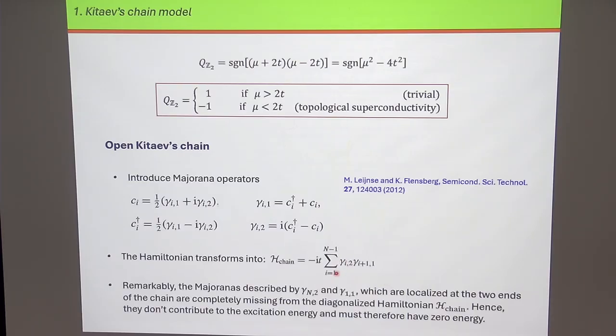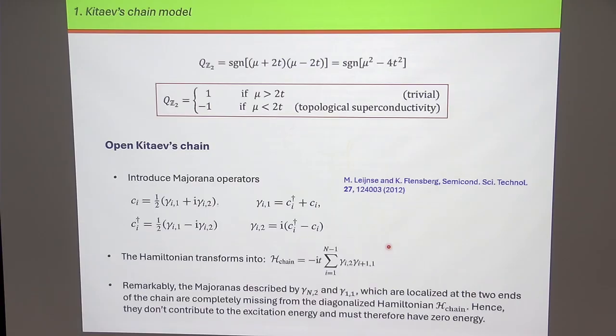Well, there is something. If you look carefully at this Hamiltonian, you see that there are two gammas missing in this Hamiltonian. At the beginning I have all the c's, and since I have all these c's, I have all these gammas at each site. But after I do all this transformation, I end up with a Hamiltonian that is missing the gamma at position n and position 1. So the gammas at the end positions of this chain are missing from my Hamiltonian.